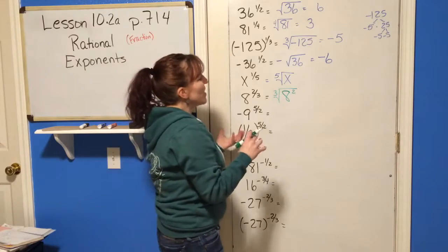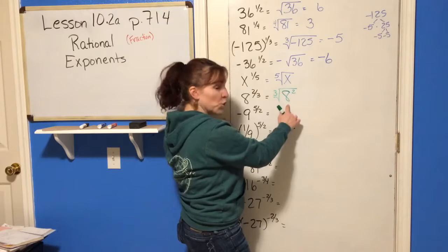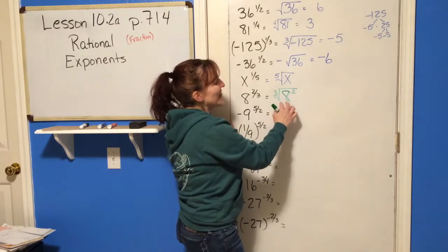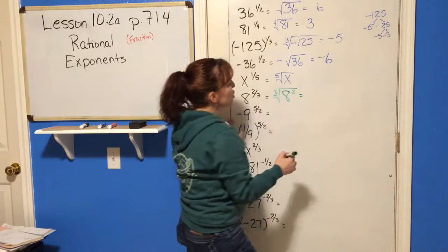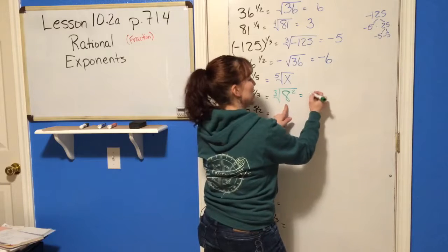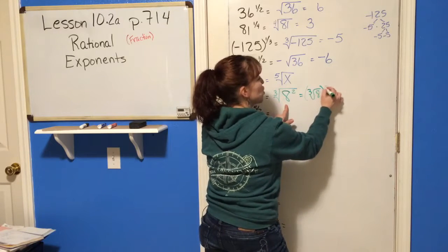All right, so you can do this one of two ways. You can either square that 8 first and then take that answer and take the cube root of it. In this case, it actually is easier. It's the same thing as taking the cube root of 8 and squaring it.